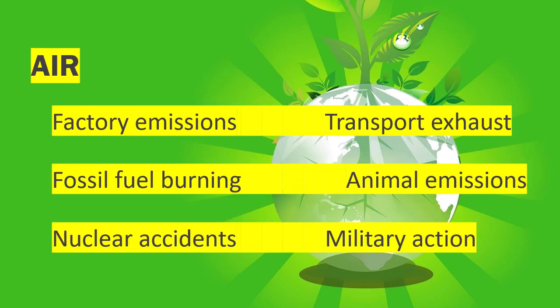So firstly, air. This comes from emissions. Emission means a gas given out into the sky. So emissions from factories, transport exhaust from cars and trucks and motorbikes, fossil fuel burning, animal emissions, which is mainly cows digesting the grass and farting a lot, nuclear accidents, and military action. Military action is often not included, but it actually accounts for quite a bit.